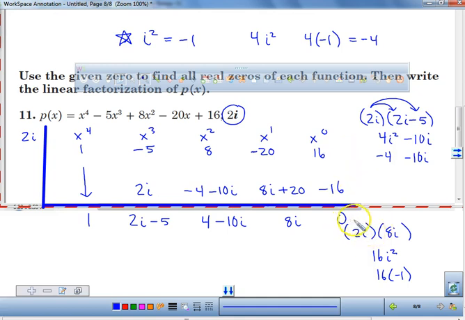Very good. Now, everybody, prepare for your minds to be blown. Oh, yes. Everybody, right now, bring down a 1. Oh, yes. Bring down a 2i minus 5. Follow the pattern. You're bringing down this.